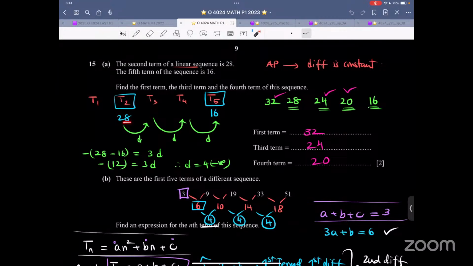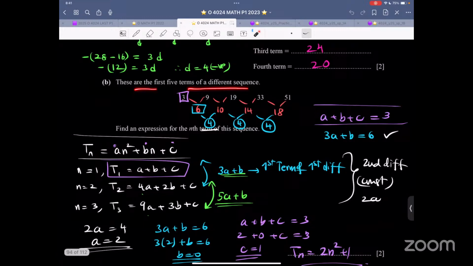So basically, 28 plus 3D is giving me 16. I find the value of D, which is negative, which makes sense because it is reducing. 28 becoming 24, 24 becoming 20, 20 becoming 16. Find the first, third, and fourth term of the sequence. First term should be 4 more because you're going in this direction, just like decimals, that is 32.